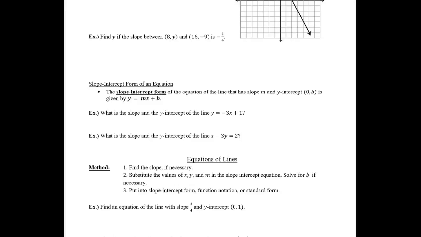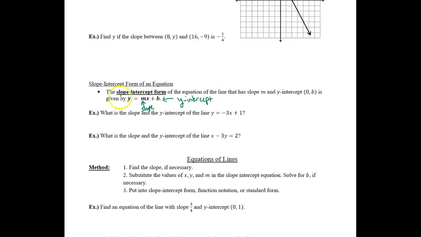In this video, we're going to talk about identifying the slope and the y-intercept from a linear equation. So before we can do that, we need to first talk about slope-intercept form. The slope-intercept form of an equation looks like such: y equals mx plus b, where m is the slope, it's the coefficient to the x term, and b is the y-intercept, meaning that's where a linear equation will cross the y-axis.